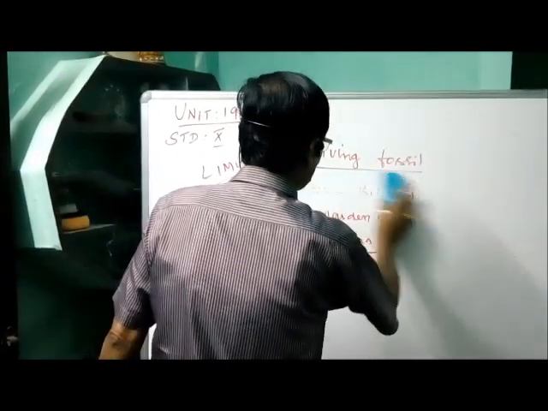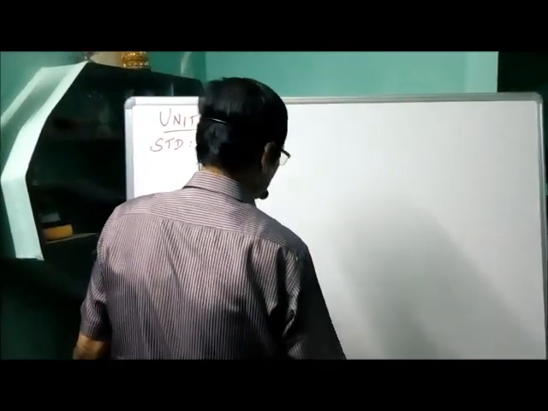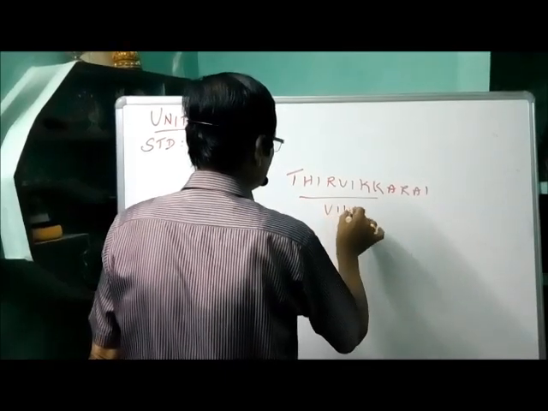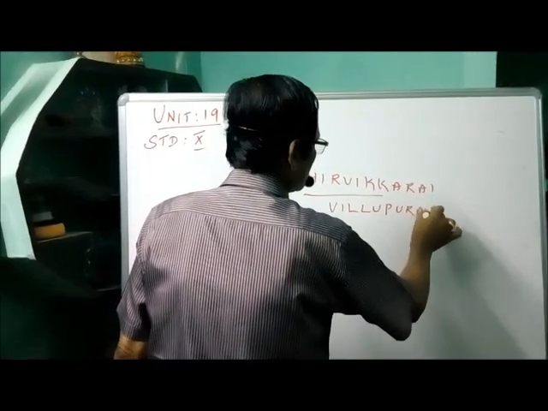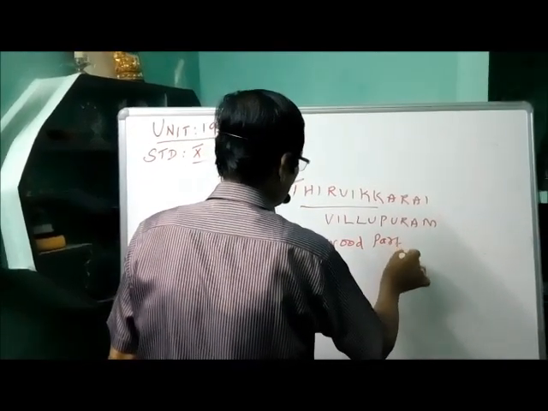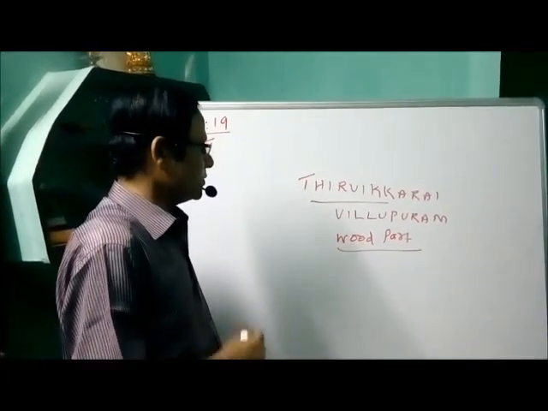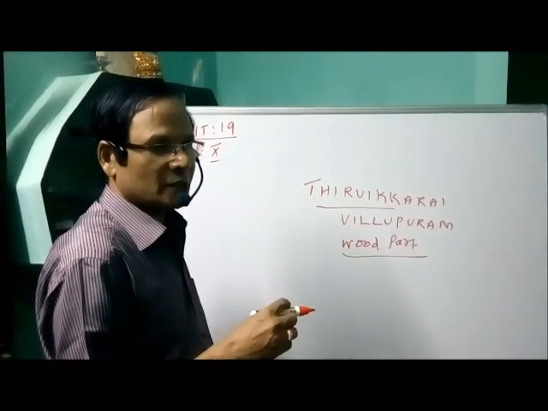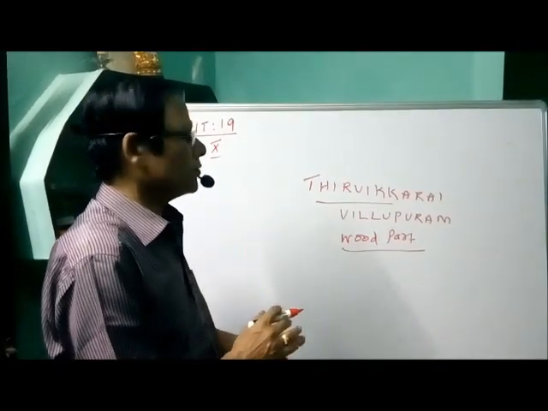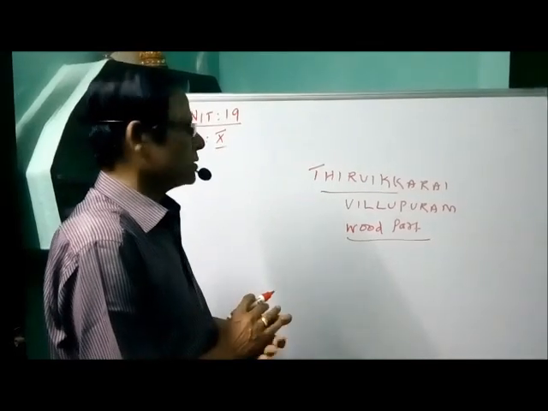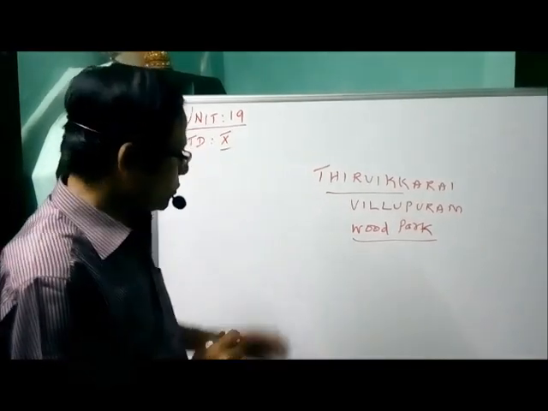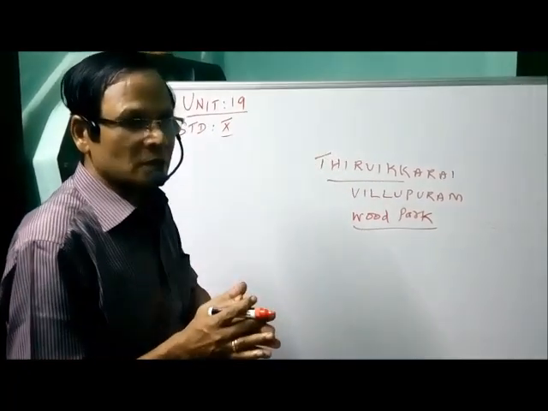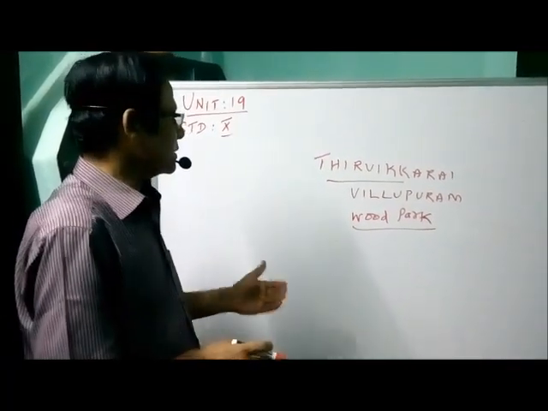Now, we have fossils obtained from one area in Villupuram district, called Thiruvikkarai, also called the Wood Park, where fossil plants which lived millions of years ago were obtained. Till today, they maintain the color, the shape, the annual rings, and the texture as the original plants had. So this is an example of a place in Tamil Nadu, Villupuram district, Thiruvikkarai, normally called the Wood Park, where you have fossil plants whose color, shape, annual rings and texture resemble the original plants that lived millions of years ago. So that is a conclusion for fossilization.